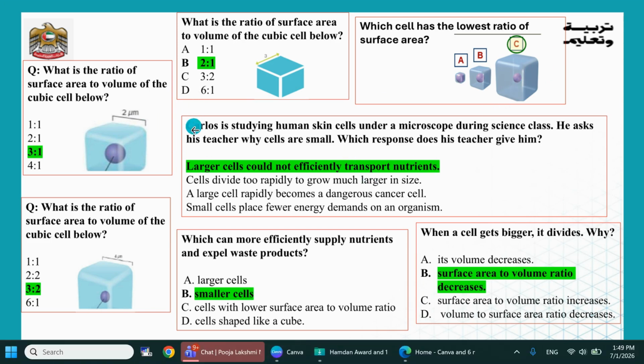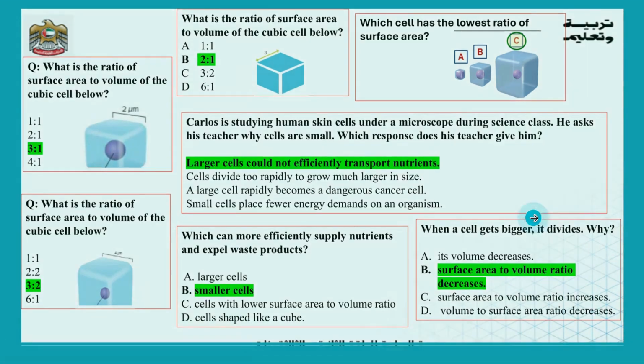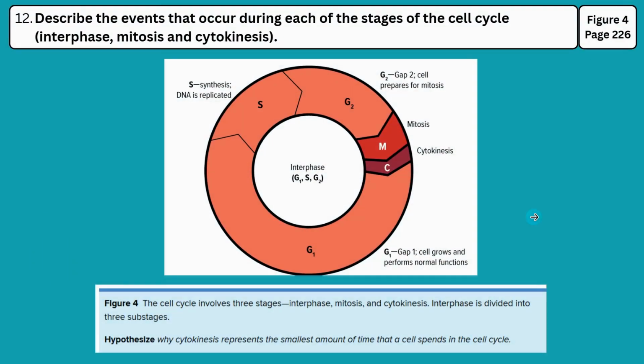Okay, then Carlos is studying human skin cells under the microscope during science class. He asked his teacher why cells are small. So the response would be what you can understand, that larger cells cannot efficiently transport nutrients. So these questions you will do. Okay. That was question number 11.